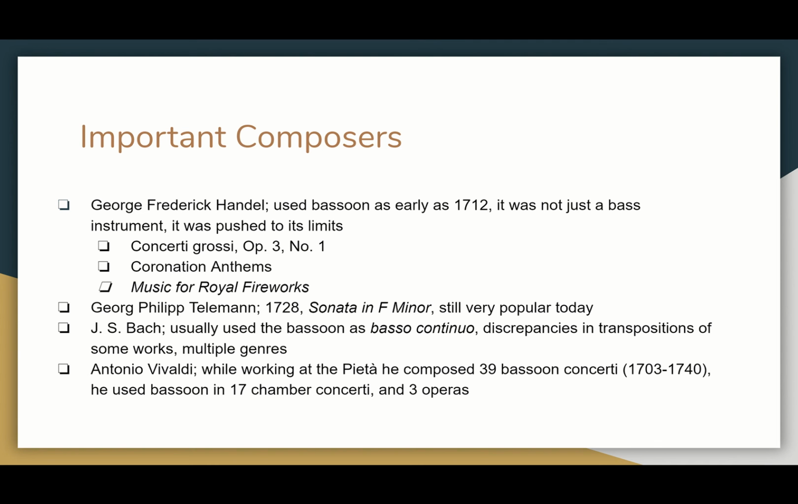Next, J.S. Bach's use of the bassoon is interesting, as records show transposition errors and disputes. While he did use the Baroque bassoon in dozens of compositions, both with and without vocalists, he often used the bassoon as a source of basso continuo and not much else. Evidence also points to discrepancies within the scores, which show transpositions when there should not be any.